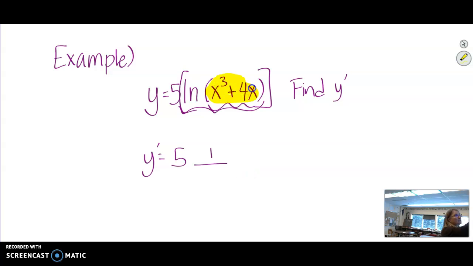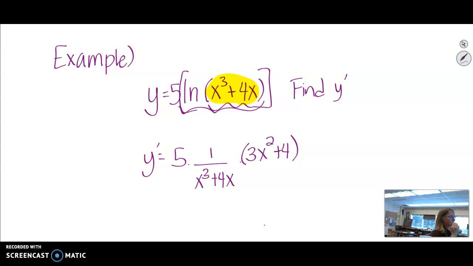When you're taking the derivative of the natural log, it's going to be 1 over whatever the argument is, and then you have to multiply by the derivative of the inside if there is something other than just an x in there. Okay, so I'm going to have 5 times 1 over x cubed plus 4x, you leave the inside alone, times the derivative of the inside. So that would be times 3x squared plus 4.